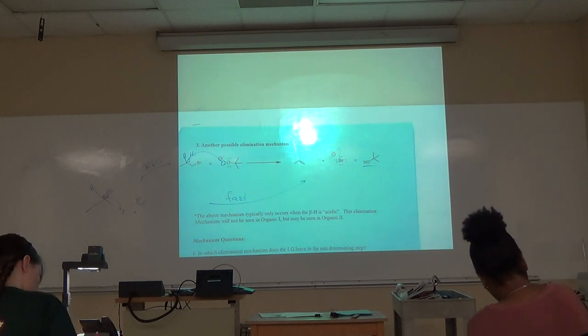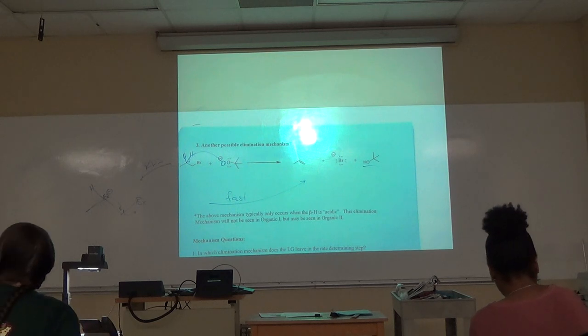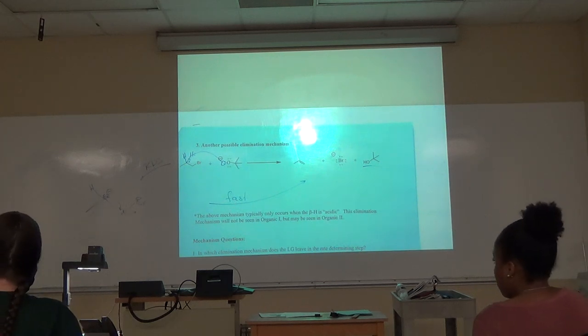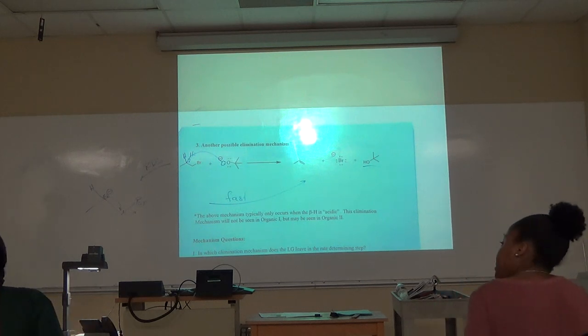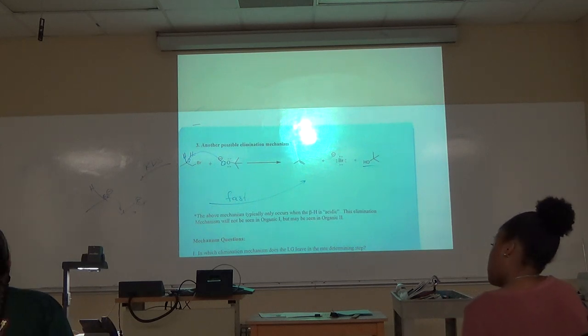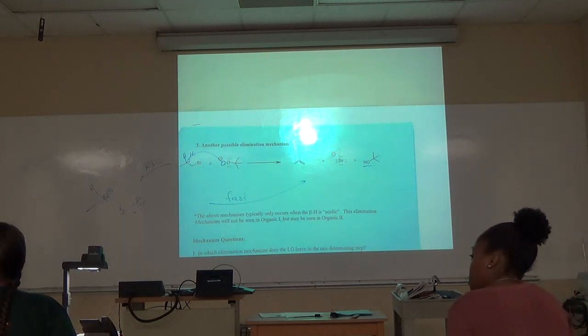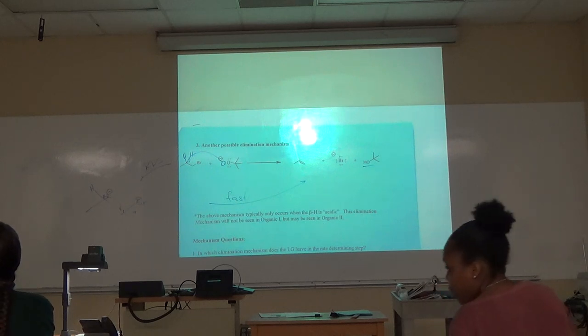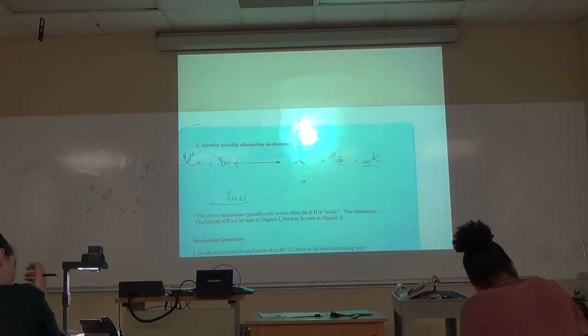Let me ask you a question. In which step does the leaving group leave here? Rate determining or fast? Fast. See, it's leaving in the fast step. In which step does it leave in an E1? Previous page. Rate determining step. In which step does it leave in the E2? Rate determining step, because there's only one step. It better be leaving in the rate determining step. This is an example of the leaving group leaving in a fast step. See that? This is assessing the mechanism.